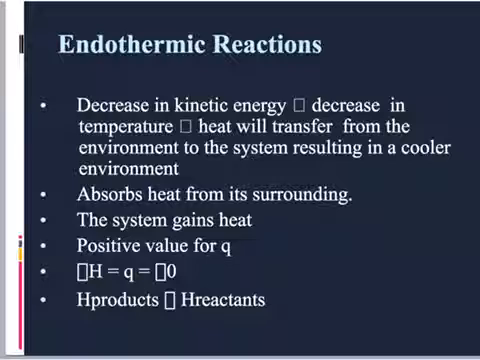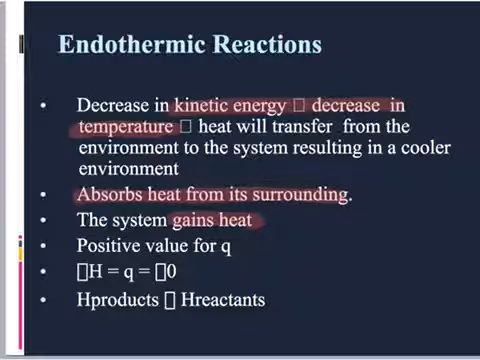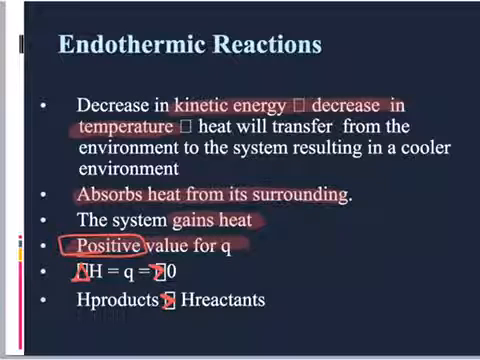So real quick recapping, endothermic reactions, the kinetic energy is going to decrease the temperature. The heat will transfer from the environment, so we're going to absorb heat from its surroundings. The system is gaining heat. We do get a positive value for Q, and so our delta H is equal to Q. It's always going to be greater than 0. So that's how we get that positive Q value when we're endothermic. Our products are always going to be greater than our reactants.